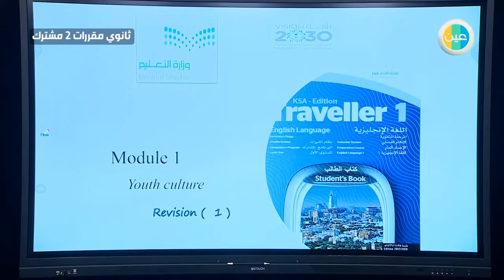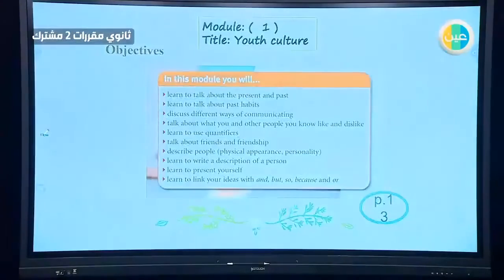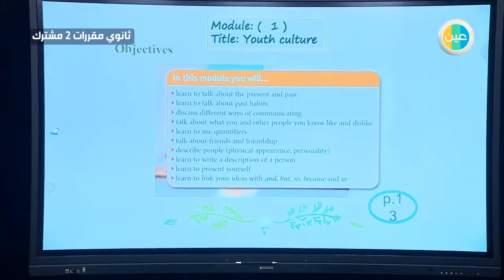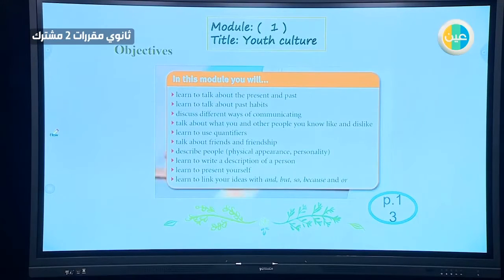Today we're going to start the first revision, Module 1, Youth Culture. Now, as a revision, I don't think we have enough time to cover the whole module, but I'm going to give you some tips. We're going to go through most of the main ideas, and you have to do most of the work on your own. Now, you have your book, you have the grammar reference, you have the activities, you have the roundup, and I'm going to give you some tips so it's easier for you to revise. Even without my help, you'll be able to do it, inshallah.